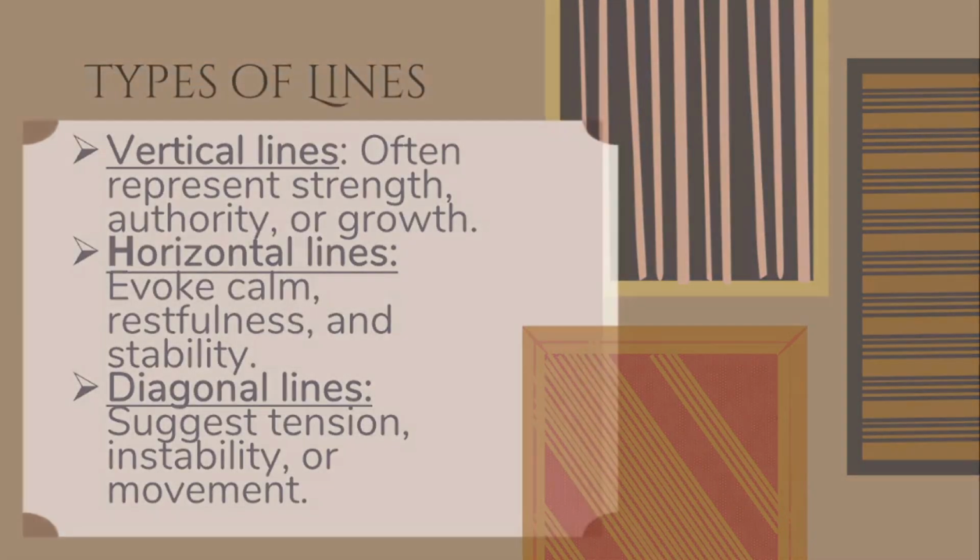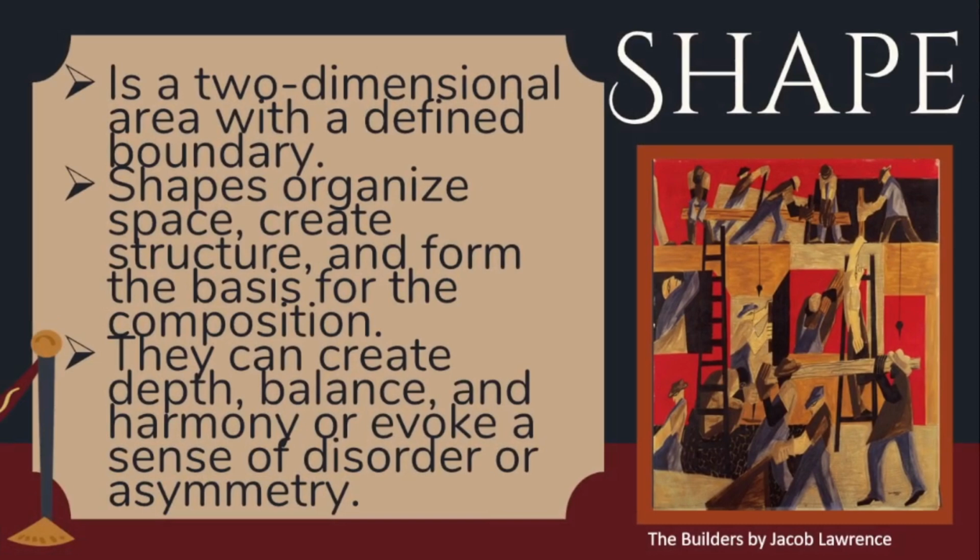B. Shape. A shape is a two-dimensional area enclosed by lines or edges. Shapes can be geometric, organic, or free-form, contributing to structure, balance, and harmony in a composition. Unlike forms, which are three-dimensional, shapes are flat and help organize space in an artwork. Example, The Builders by Jacob Lawrence. This painting uses bold, geometric shapes to emphasize movement and teamwork.